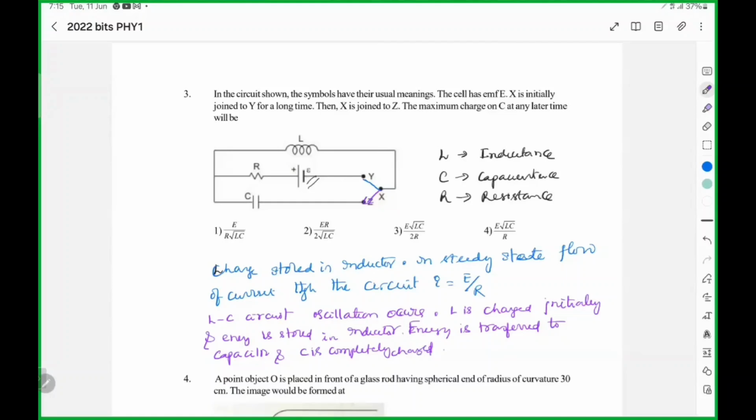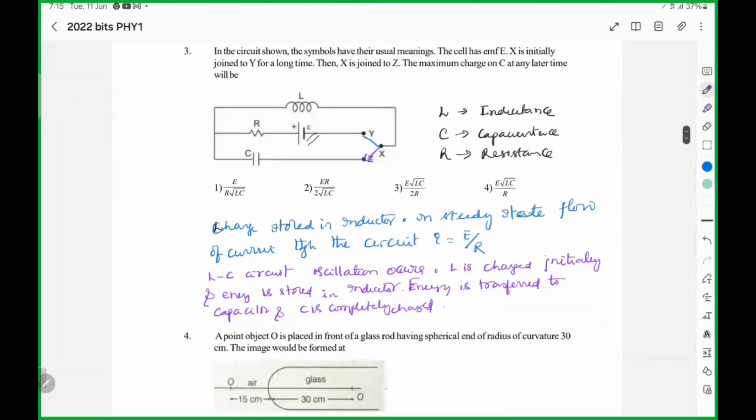Finally, the charge stored will be maximum. Charge stored will be maximum if energy stored in inductor is equal to energy stored in capacitor. In place of I, if you write E by R, half L E square by R square is Q square by 2C.